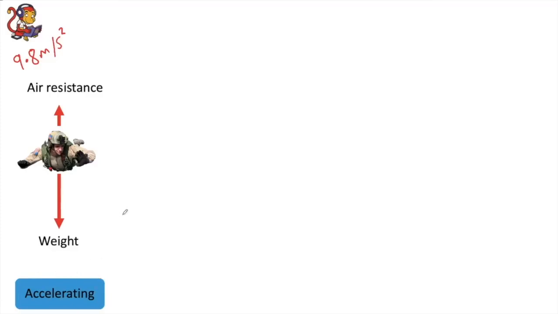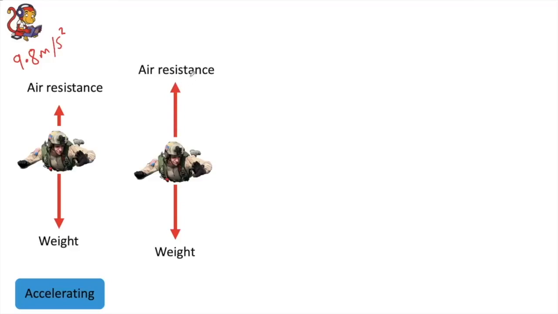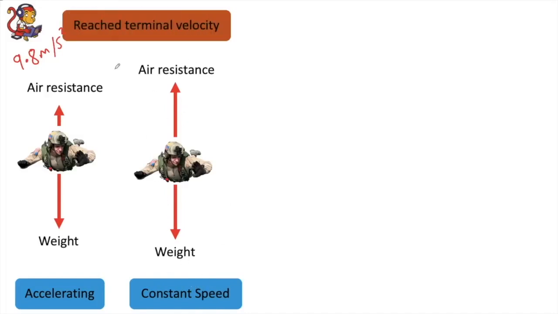And then as speed increases, so as he accelerates, air resistance will also increase until you get to a point where the air resistance will balance out the weight, shown by the same size arrows here, and in this case he will not be accelerating anymore, but he would have reached a constant speed. And when he's falling, because he's falling through a fluid, we call this constant speed a terminal velocity. So fluids are liquids and gases, and if you are falling through a liquid or a gas like air, then you are said to reach a terminal velocity, which is your final velocity.